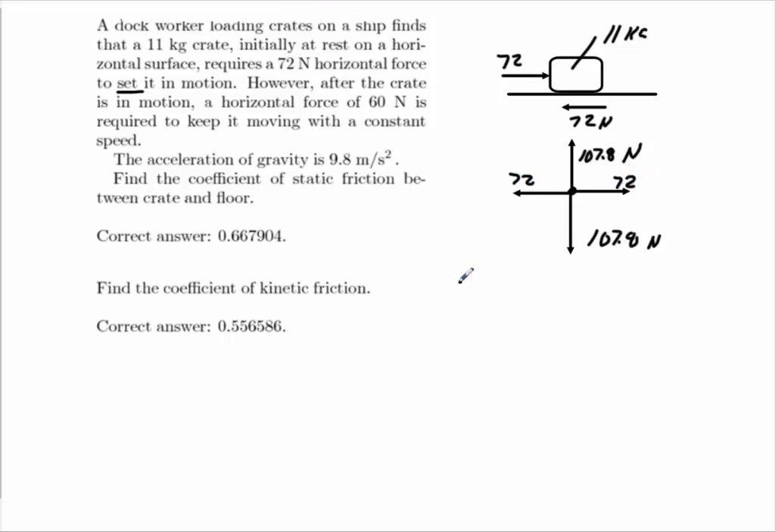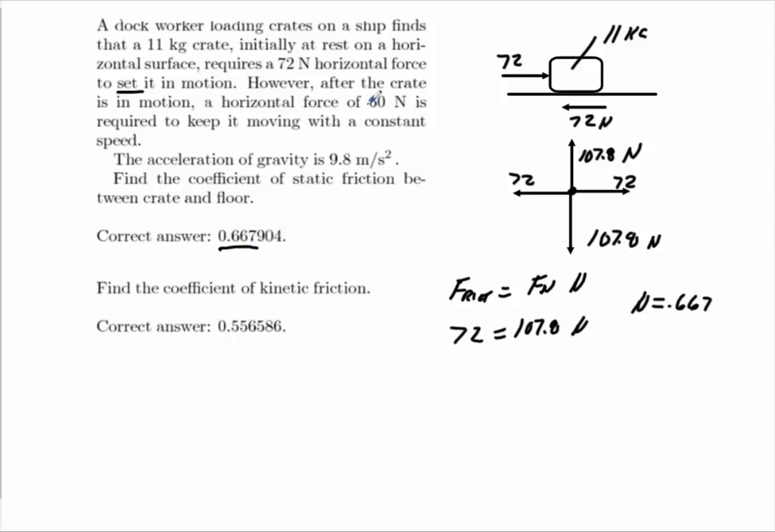Okay, by definition, we know that frictional force is equal to normal force times mu. So we take 72 is equal to 107.8, which is our normal force. Solve for mu. So if we take 72 and divide by 107.8, we get a value of 0.667, which is this value right here.